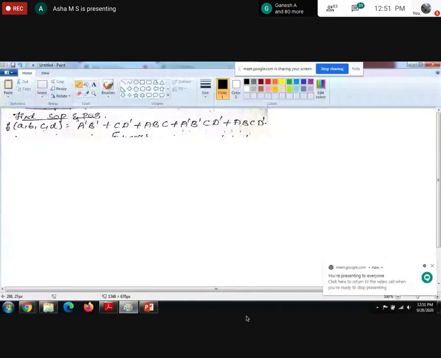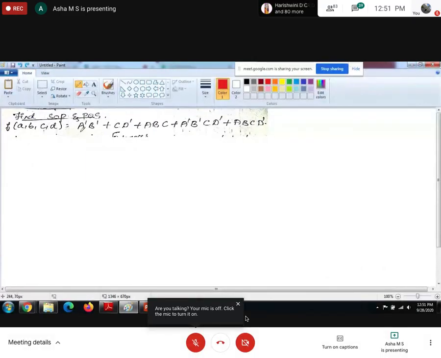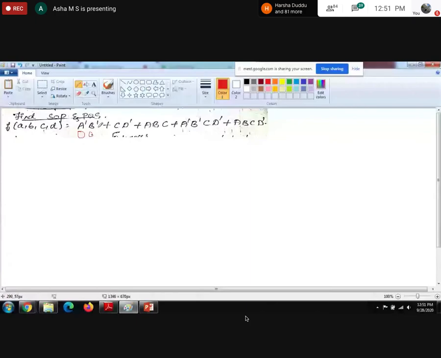So here they are given minimum sum of product. Sum of product is nothing but, in place of A bar, B bar, I will be having 0. So A bar represents 0, B bar represents 0, because they are given the minterm. Where A bar is 0, B bar is 0, irrespective of CD, place 1.